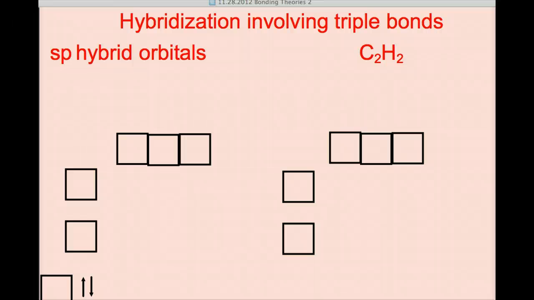Hi ladies, so this is our last hybridization, which is for triple bonds. These bonds are called sp hybrid orbitals, and we're going to do this with C2H2. It's not very different from the previous example, except now we have to figure out what's happening to these electrons.